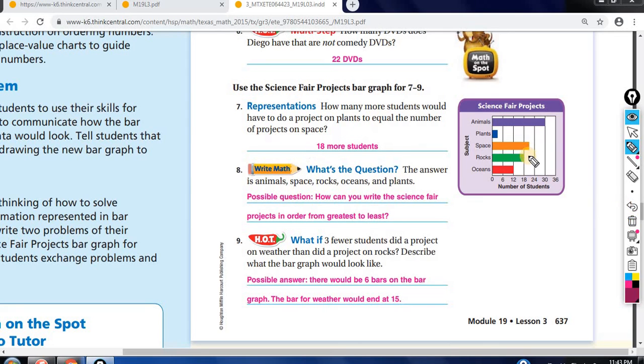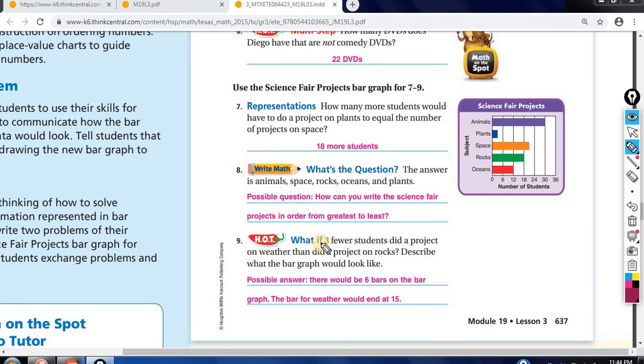Okay, and again, knowing that this one is going by sixes, halfway would be half of 6, so adding 3 more to this number. So they're giving you this one here. How would you look at this one here? Well, they're giving you the science fair projects in order from greatest to least. They start with animals, then space, then rocks, then oceans, and the last one is plants. And hopefully you will be able to see that. Yes, I could put that in order from greatest to least.